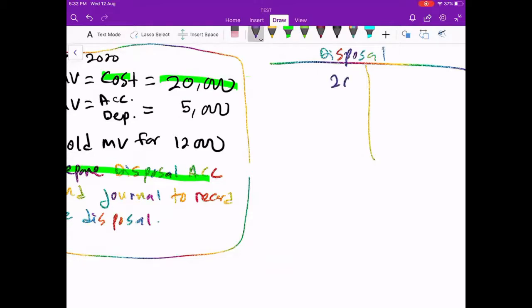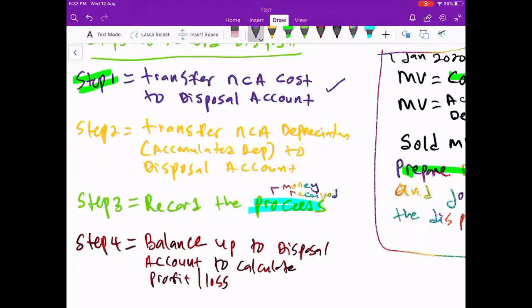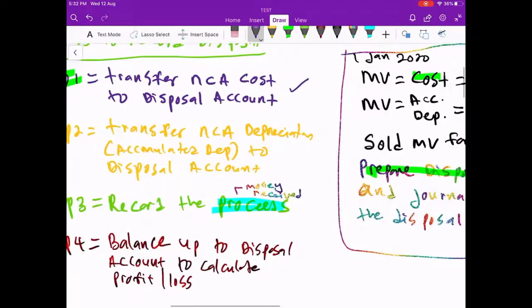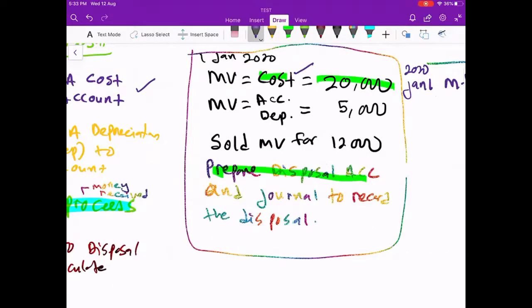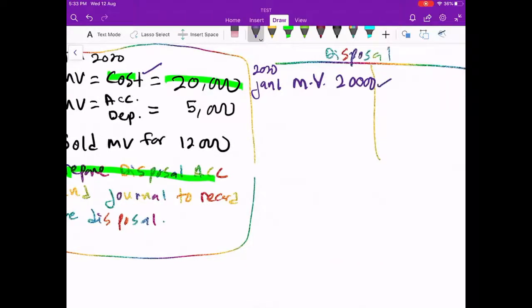On the debit side, 20,000. The date will be 2020, January 1. Here you write motor vehicle. In the exam no short form, you need to write in full. January 1, motor vehicle, 20,000. I just finished my step number 1: I take the total cost of 20,000 from the question and transfer it to the disposal account.